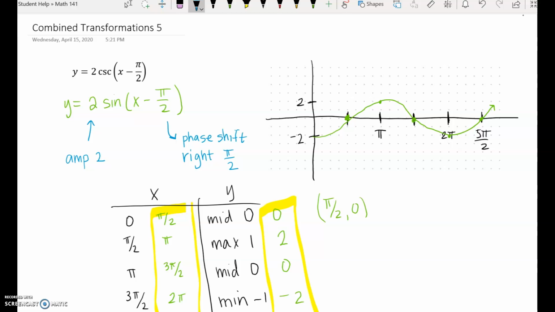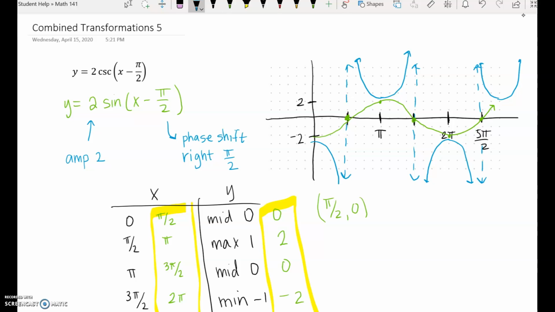Our original graph was cosecant. So I'm going to draw asymptotes wherever the sine graph crosses the x-axis, because that's where sine is equal to 0, so that means that the cosecant would be undefined. So those are my asymptotes. And then my graph is going to sit right at those max and min points. There'd be another one here, right? For the sine graph, there'd be another one down here. And if I get rid of that green graph, I can see what's left with the blue is actually what the part of the graph would look like.